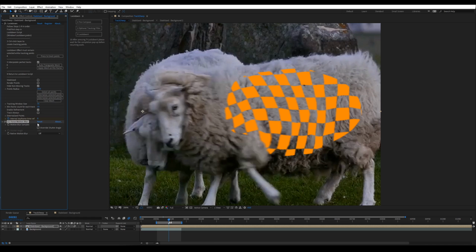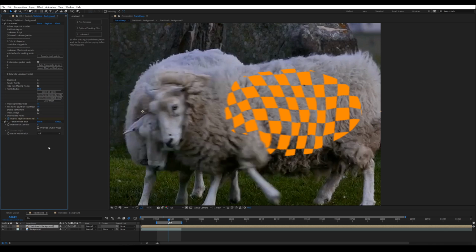Please keep in mind that the more samples you have, the slower this is going to process. The way that CC Force Motion Blur works is it takes 8 samples between frames and blends them together. We can set this down to 4 samples. Actually, it still looks pretty good. 2. And you can see what's happening.